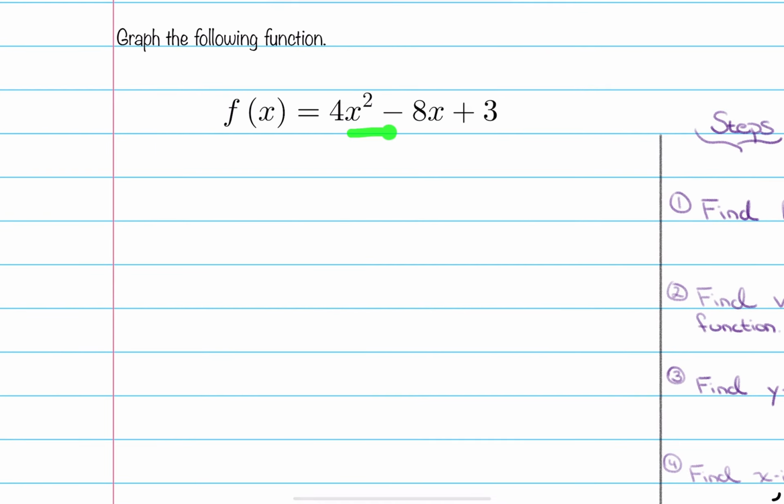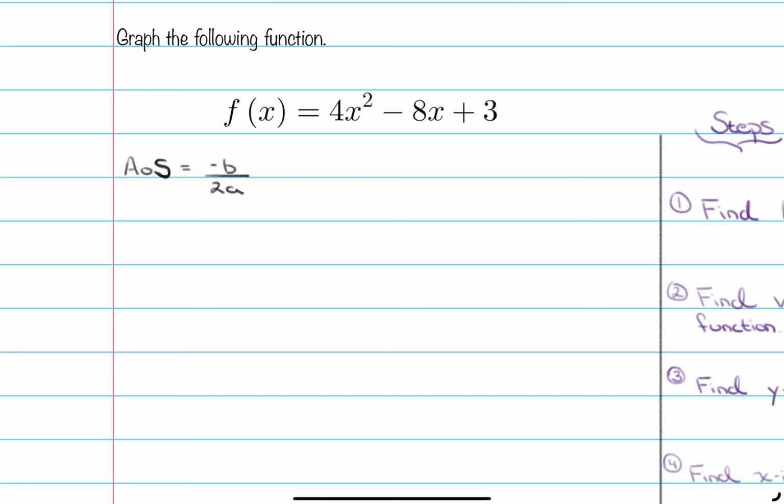This is called a quadratic function, and we're going to graph it, and we have to find some information before we do that. The first thing that we're going to do is find the axis of symmetry. That is that imaginary vertical line that the quadratic can be folded over to where it's even on both sides. The formula for the axis of symmetry is the opposite of B over 2A.